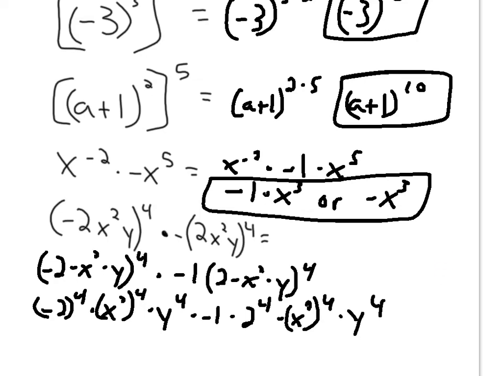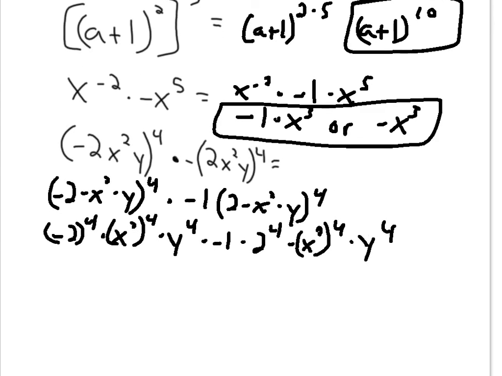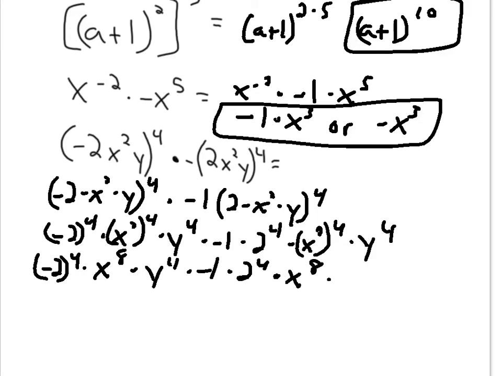So now anything with the same base I can combine together. Actually, sorry, first we need to take this right here and do the power of a power rule. So this is still negative 2 to the 4th. Remember, when we do power of a power, we multiply the exponents, so it's x to the 2 times 4, or x to the 8th, times y to the 4th, times negative 1, times 2 to the 4th, times, again, this is x to the 2 times 4.